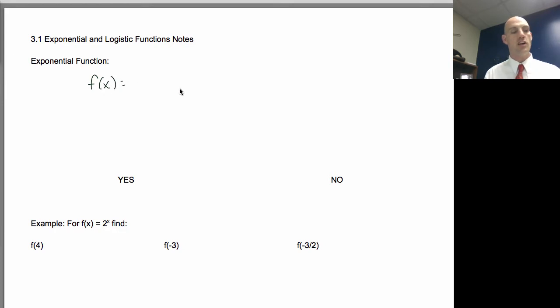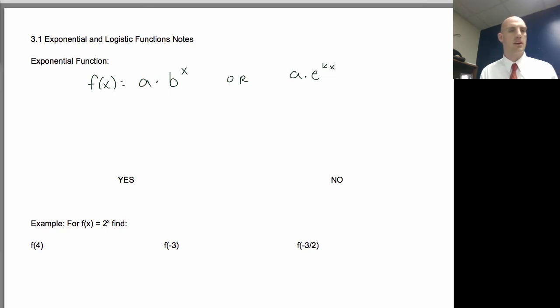f of x is equal to a times b to the x power. So the x being in the power is the key to this, or it could look like this: a times e to the kx.